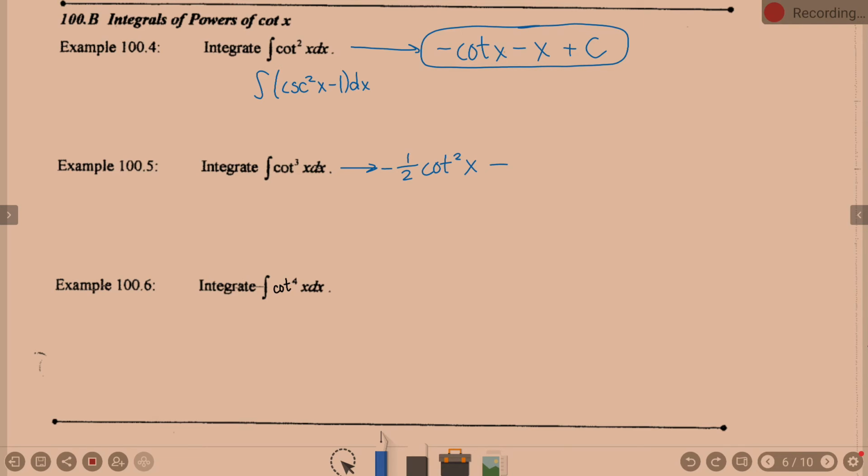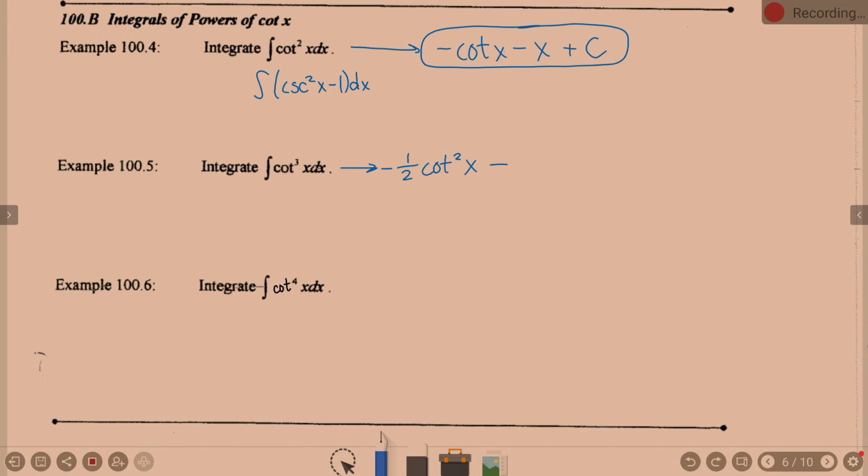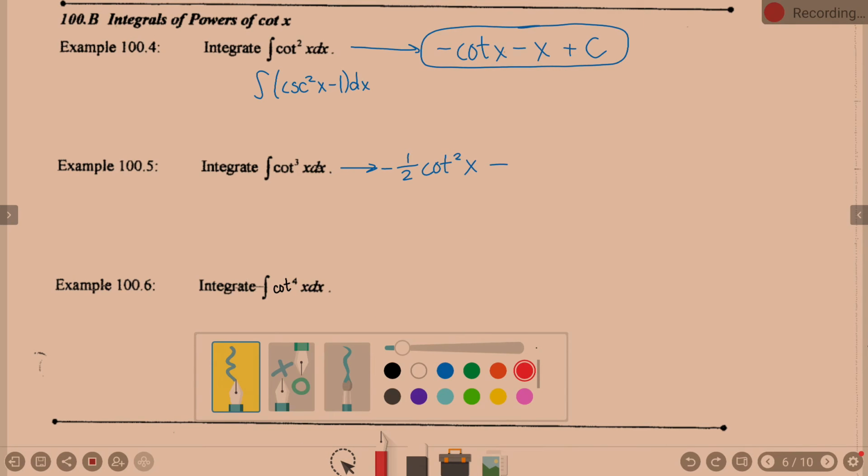Minus. Last time. Okay, let me go back to the last screen. So we integrate that, got our 1/2 tangent squared x. Then we had to integrate tangent. And we got this natural log thing. What are we going to have to be integrating this time? Cotangent. So I'm going to be smart on this one. We're going to do the actual side note here.